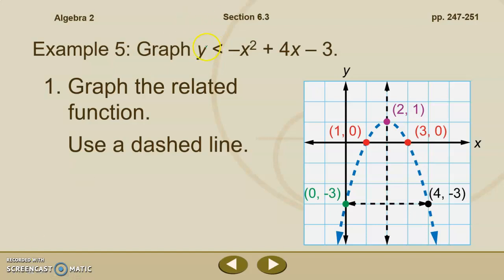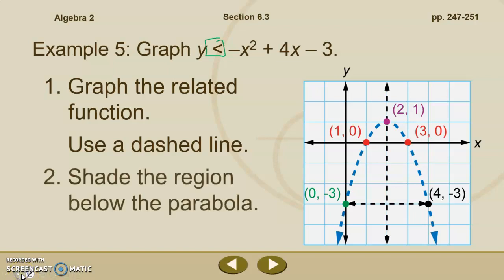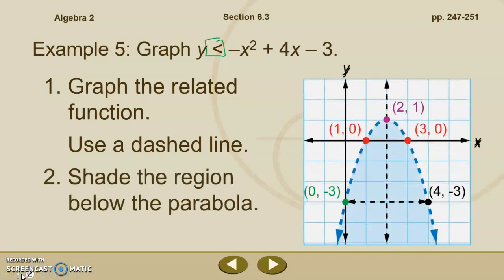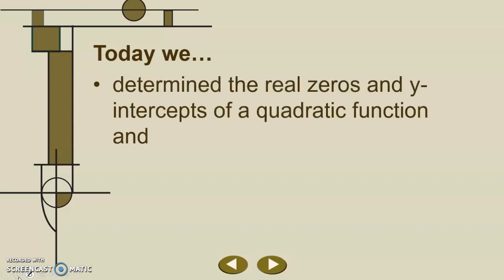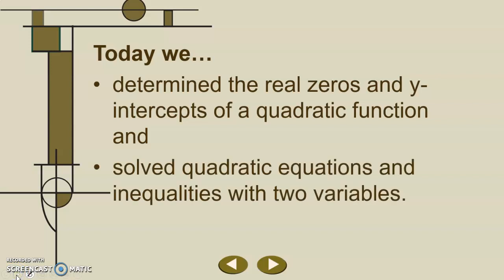Then, because it is less than, not greater than, we need to shade below the curve. You can see that shaded in blue on our picture. Easy peasy. Just like graphing a parabola, you just change to the dotted line, and shade the appropriate region. Today we determined the real zeros and y-intercepts of a quadratic function, and we solved quadratic equations and inequalities with 2 variables.